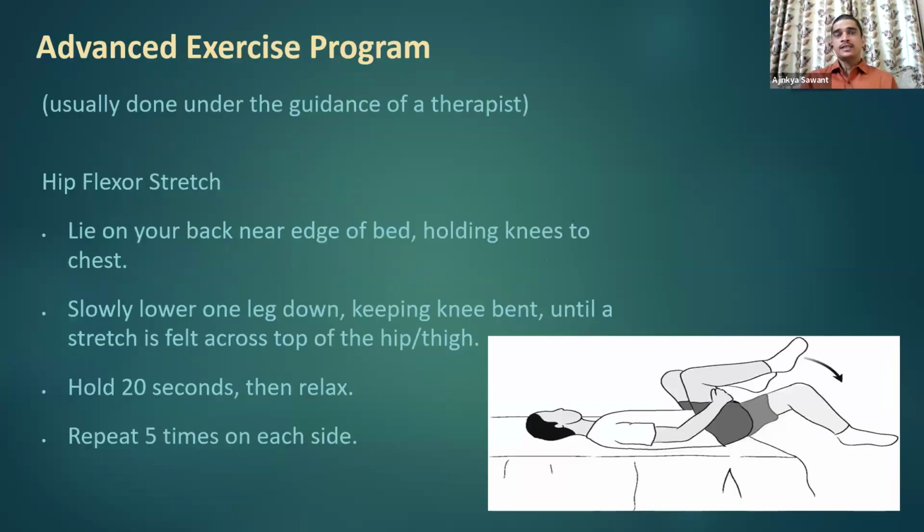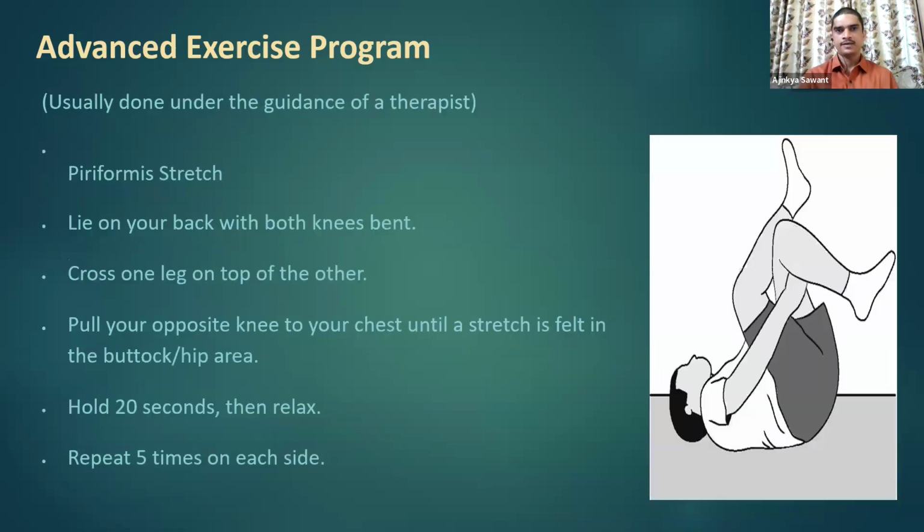In the advanced knee exercise program, when the patient has good coordination and good balance, this exercise can be done, and it has to be done under the guidance of the therapist because the patient might fall. The hip flexor stretch: lie on your back near the edge of the bed, holding knees to the chest. Slowly lower one leg down, keeping the knee bent, until a stretch is felt across the top of the hip and thigh. Hold for 20 seconds, then relax. Repeat 5 times on each side.